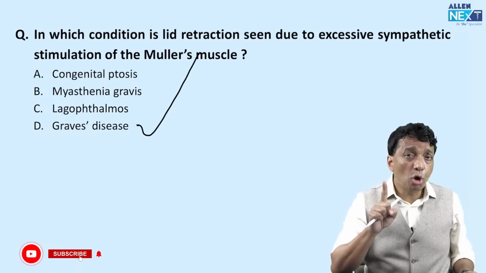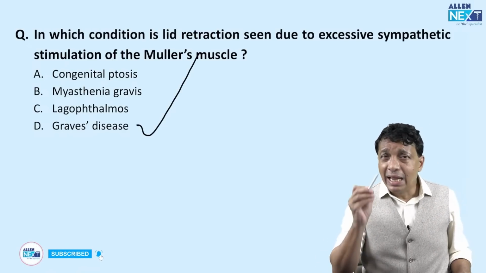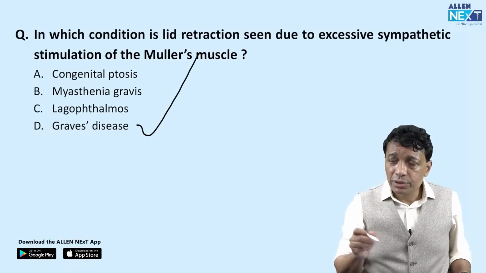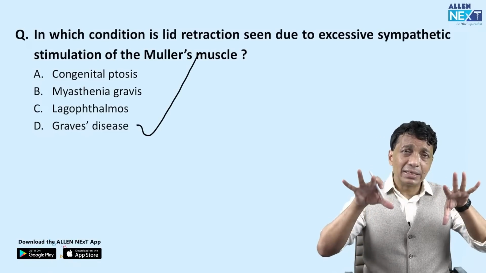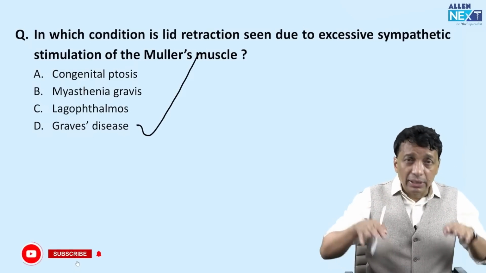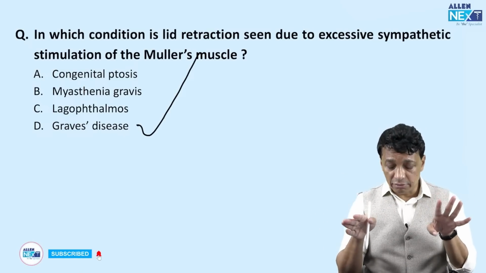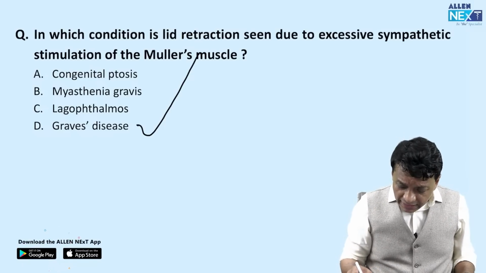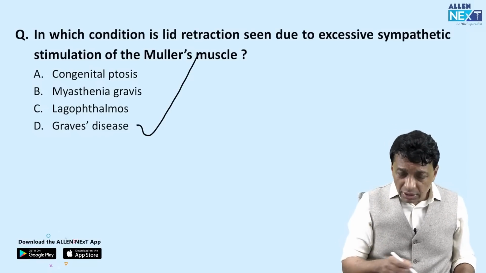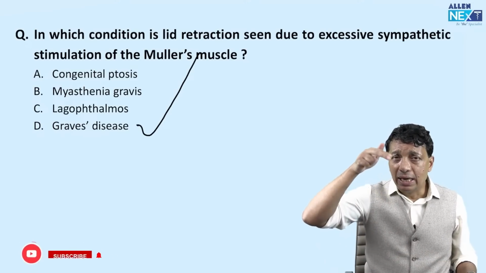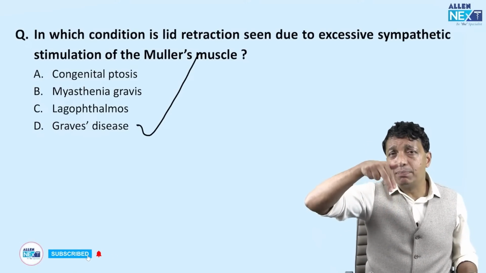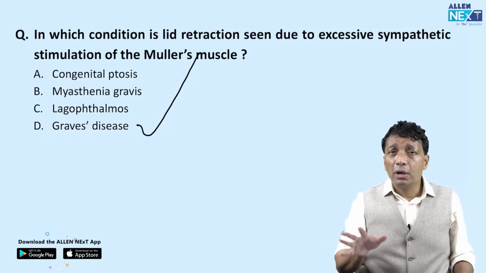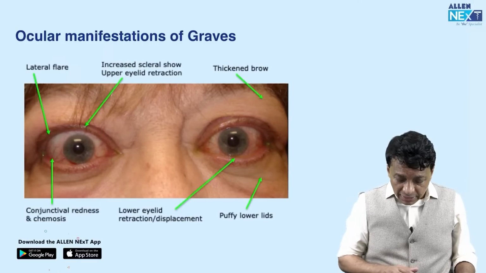Can you remember, the most common ocular manifestation of Graves is not proptosis or exophthalmos with bulging eyes, but actually lid retraction. The reason for lid retraction is that Graves' disease causes excessive sympathetic stimulation of the Mueller's muscle. You know, Mueller's muscle is one of the lid retractors. It pulls the lid back and causes lid retraction like this, which is the most common ocular manifestation of Graves.